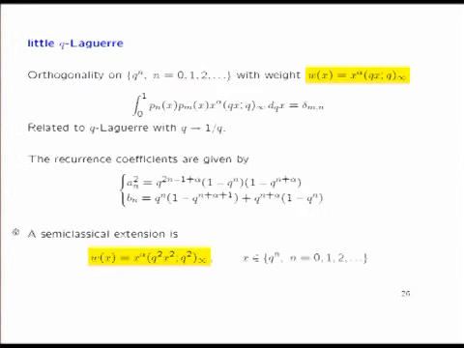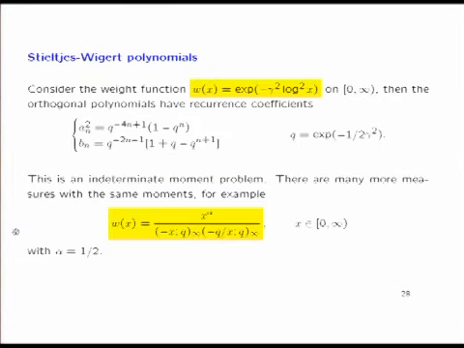Okay. The last example, still disfigured, since indeterminate moment problems, the typical indeterminate moment problem is still disfigured.